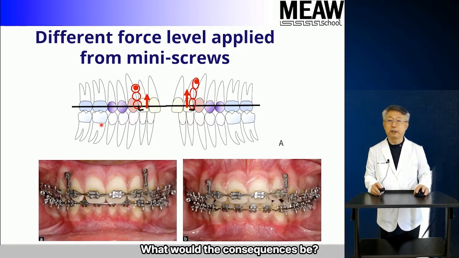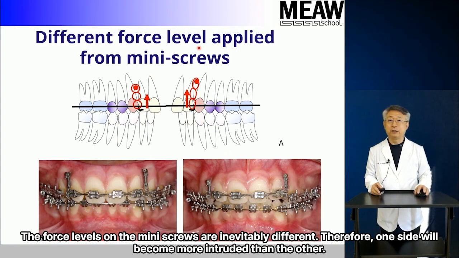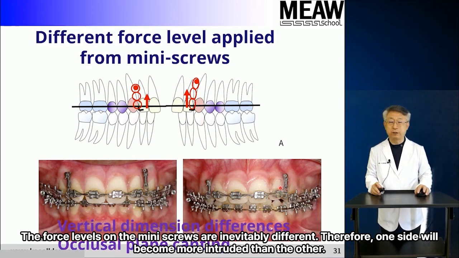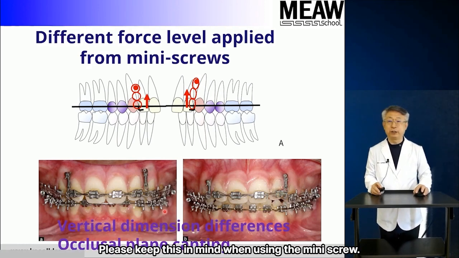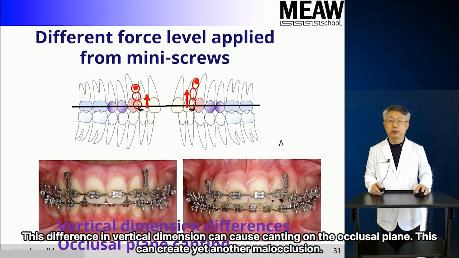What would the consequences be? The force levels on the mini screws are inevitably different. Therefore, one side will become more intruded than the other. Please keep this in mind when using the mini screw. This difference in vertical dimension can cause canting on the occlusal plane. This can create yet another malocclusion.